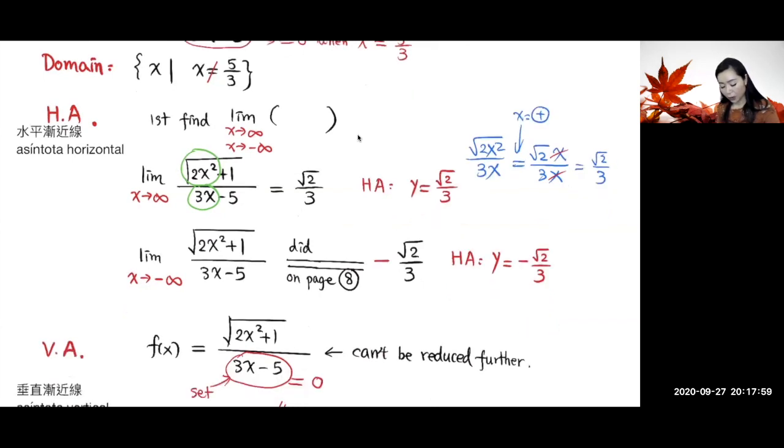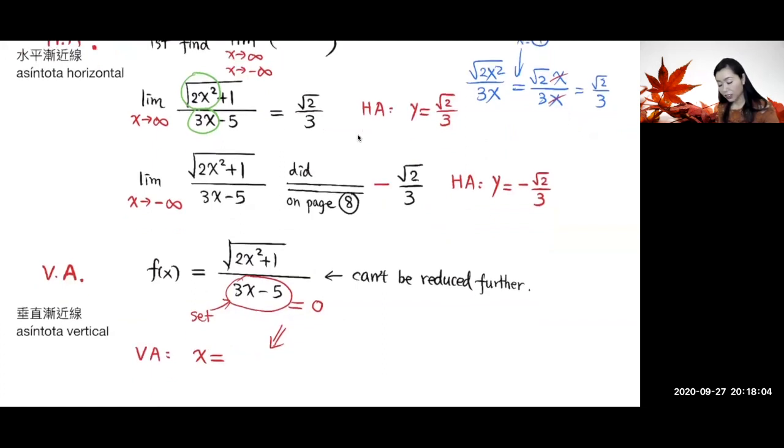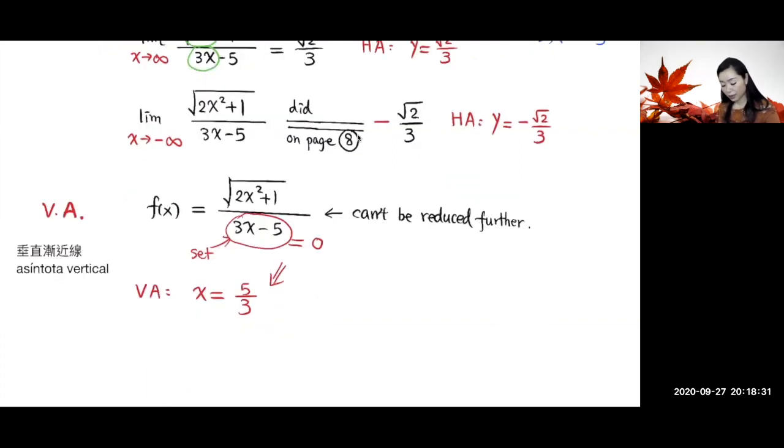Now, what about the vertical asymptote? For the vertical asymptote, remember to first factor and try to reduce, dividing out common factors. Notice that we cannot reduce this any further. Then you set this denominator equal to 0. This denominator equals 0 when x equals 5 over 3. So x equals 5 over 3 is one vertical asymptote.